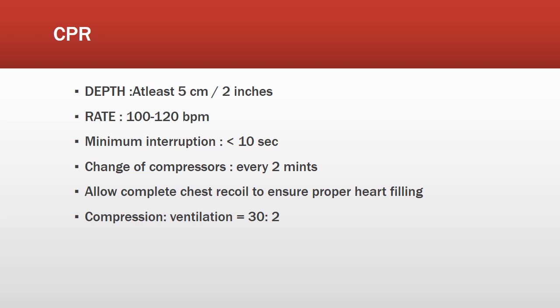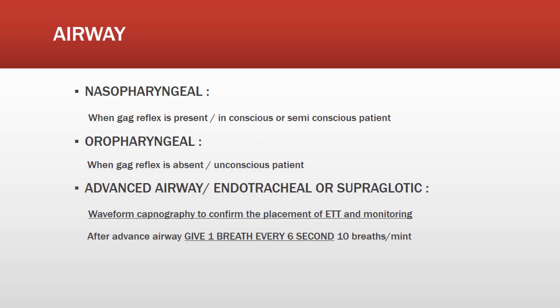But if you have achieved an advanced airway, then you will continue your compressions and the breath will be given at the rate of 1 breath every 6 seconds. To achieve an airway, we can use nasopharyngeal, oropharyngeal and an endotracheal tube. If the gag reflex is present and the patient is conscious or semi-conscious, you have to use nasopharyngeal. You cannot use oropharyngeal because it may result in coughing or vomiting, so you have to avoid it. And if the gag reflex is absent and the patient is unconscious, then you will use an oropharyngeal tube.